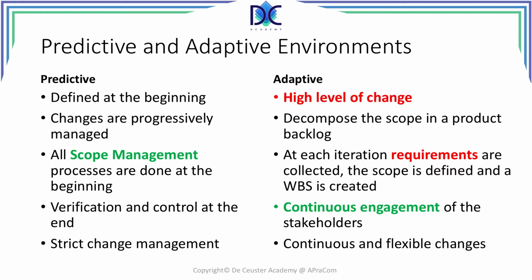In an adaptive environment, however, there is a high level of change. The scope is decomposed in a product backlog, and at each iteration, the requirements are collected, the scope for that iteration is defined, and a small WBS is created. In an adaptive environment, there is a continuous engagement of the stakeholders, and it is driven by continuous and flexible changes.